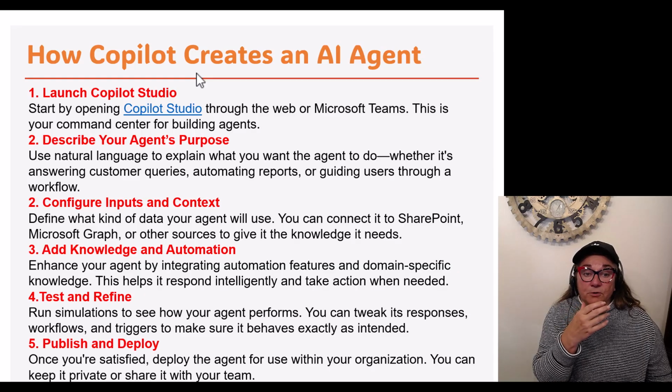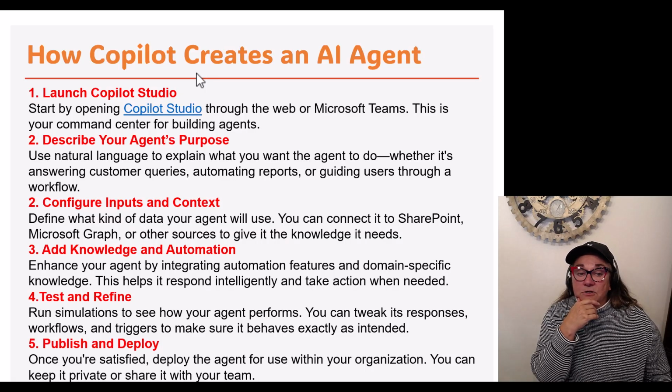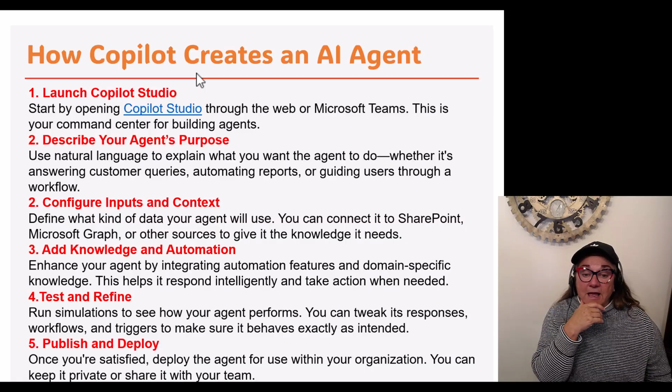You describe the purpose of your agent in natural language, whether it's answering customer queries, automating reports, or guiding users through a workflow. You configure the input and context, defining what kind of data your agent will use. You can connect it to your SharePoint, Microsoft Graph, and other sources of knowledge that it needs. It could be connected to your SharePoint or to all your files, if it's going to have to look through past PowerPoints, for example.